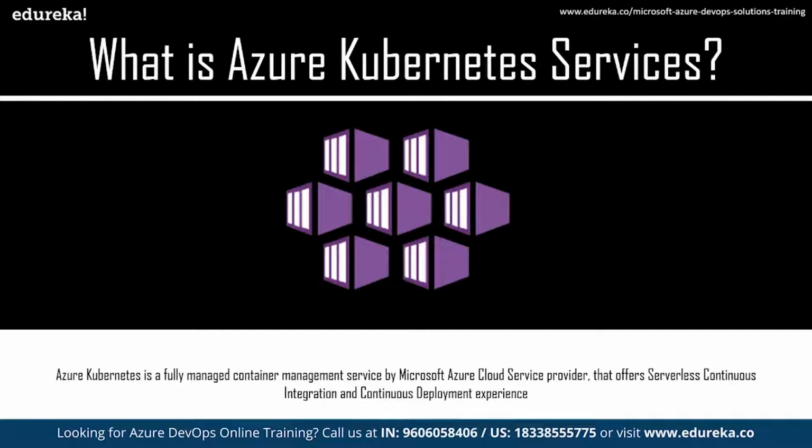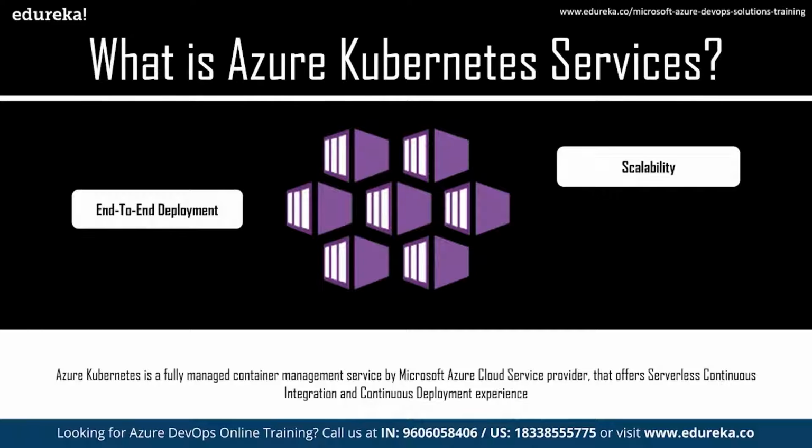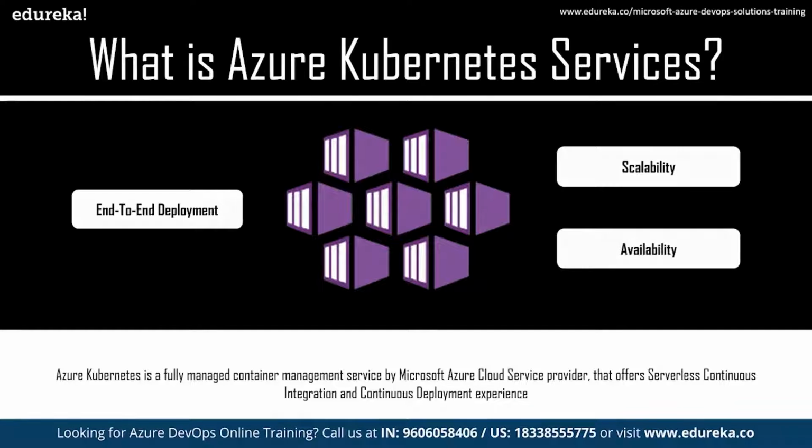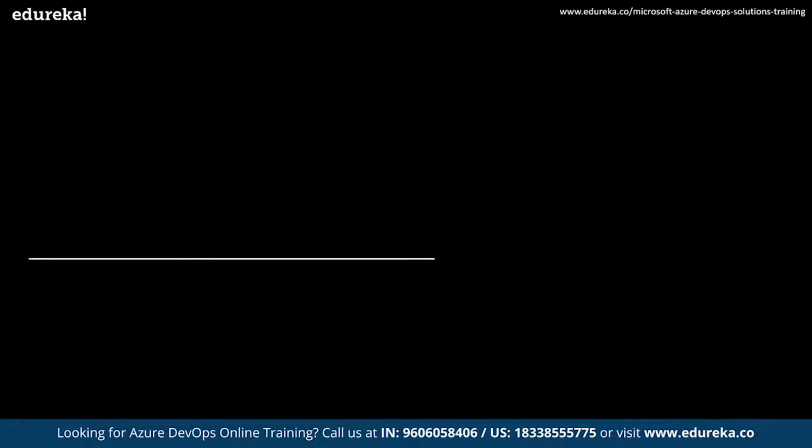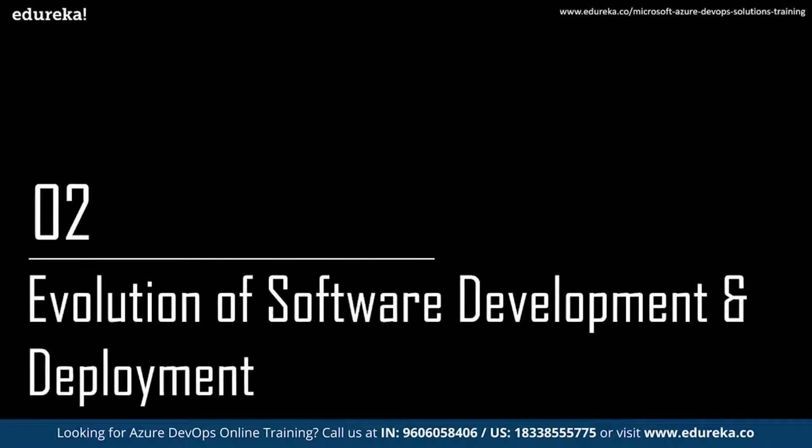What it does is it offers a serverless continuous integration and deployment experience. Now, what does that mean? What can we do with it? We'll discuss all those things as we get into the details of Azure Kubernetes Service. For now, we need to understand quite a few other concepts before we get to that point. But to summarize a few of its benefits, Azure Kubernetes Service offers end-to-end deployment, scalability, and availability. Now, how do these things work? We'll discuss that. But before that, let's try and understand what the evolution of software development and deployment is and how it has evolved with time, right?